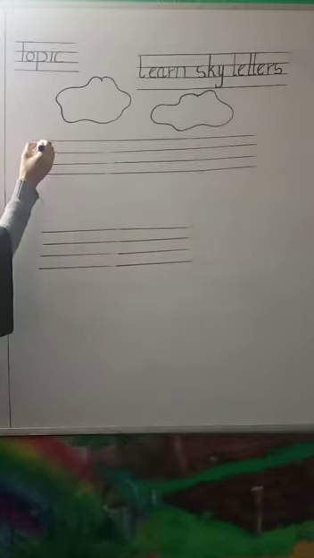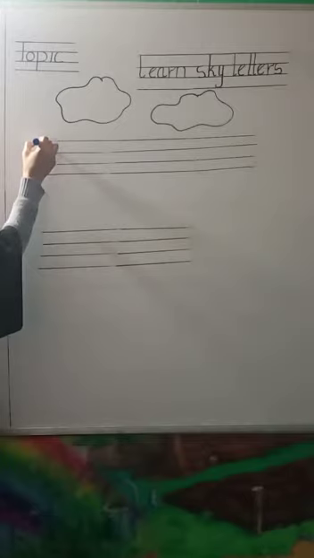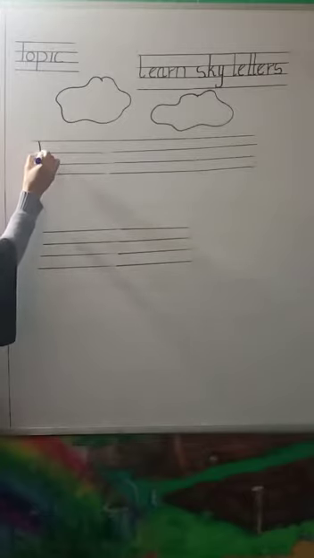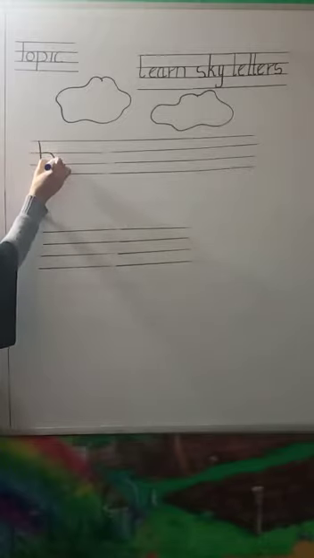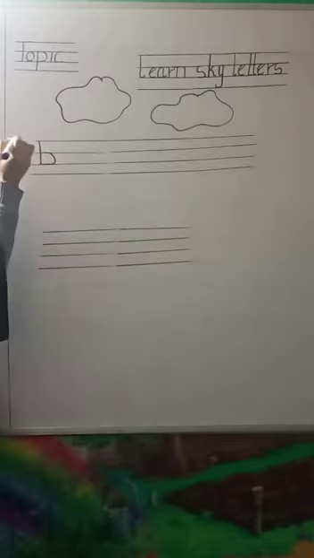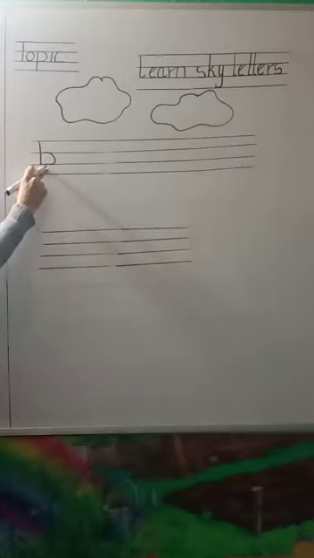Now look at here. Letter B, we will start from here, we will come down like that and we will turn in this way and look, it's letter B. Letter B is the sky letter. Which letter? Letter B is a sky letter.